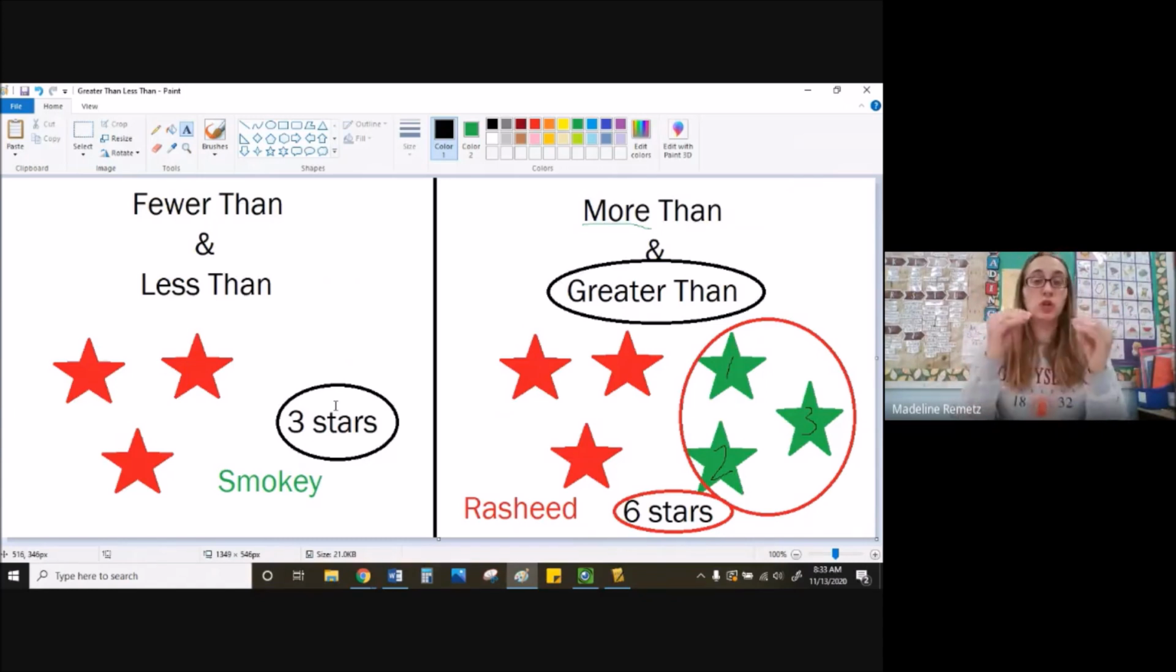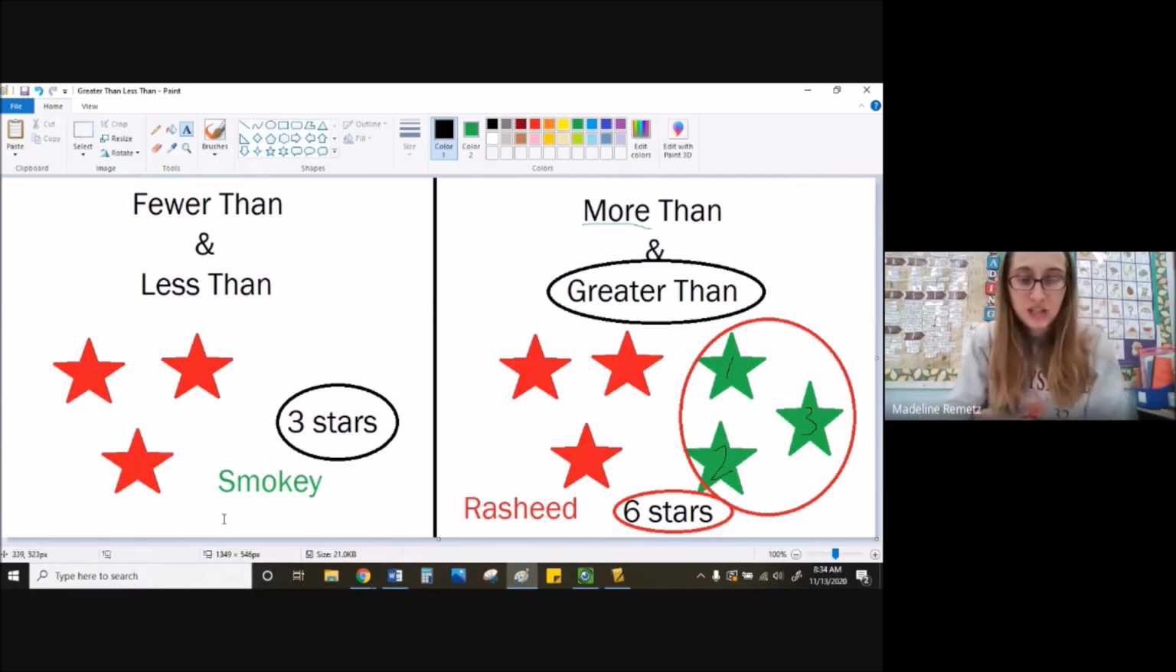But I just want you to know that more and greater mean bigger, fewer and less than mean smaller. But when I'm asking you how much more, or how much greater that number is, I want you to tell me just how much bigger it is. So is it only 1 star bigger? No. 2 stars? No. 3. He has 3 more stars. His number is 3 more, greater than Smokey's number.